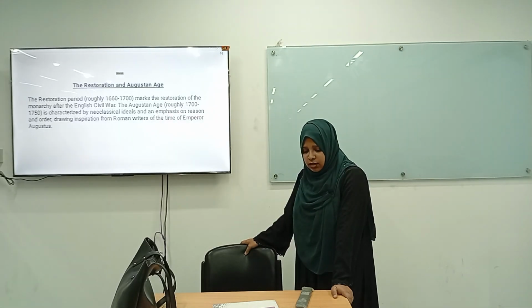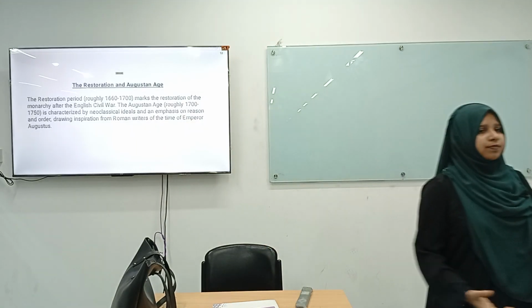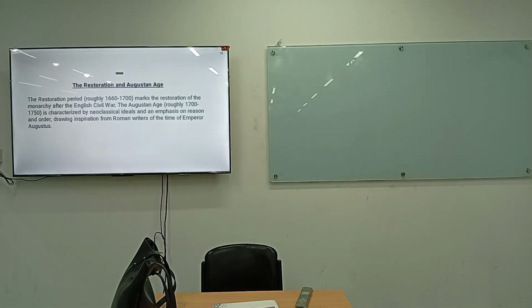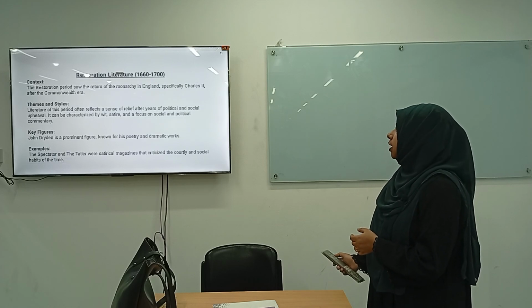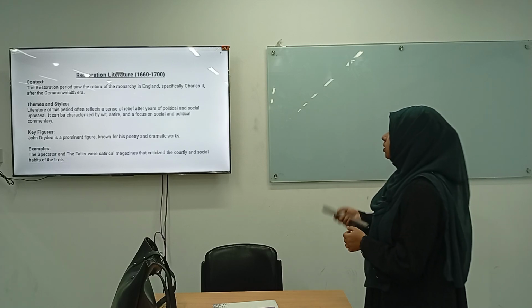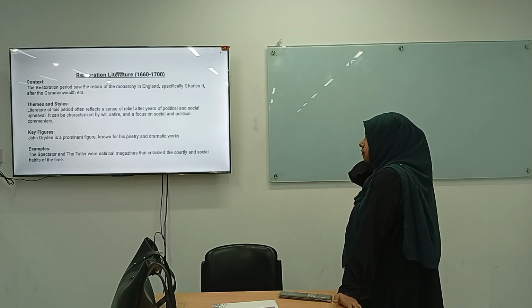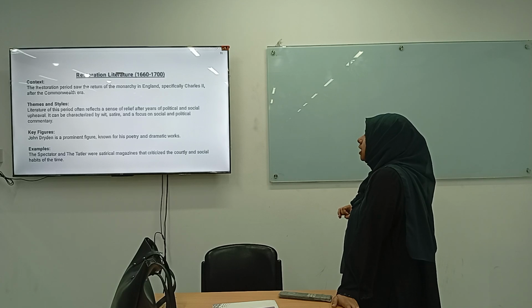Emperor Augustus. So they took inspiration to write anything, to bring new genres, and the inspiration was what? Roman literature. Okay. Roman Empire. Restoration literature context. What was the context? Themes and style. Let's go to the themes and styles.